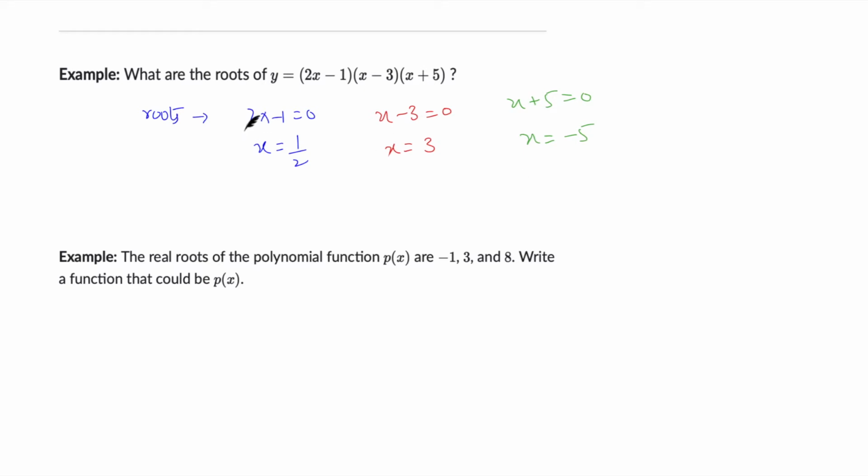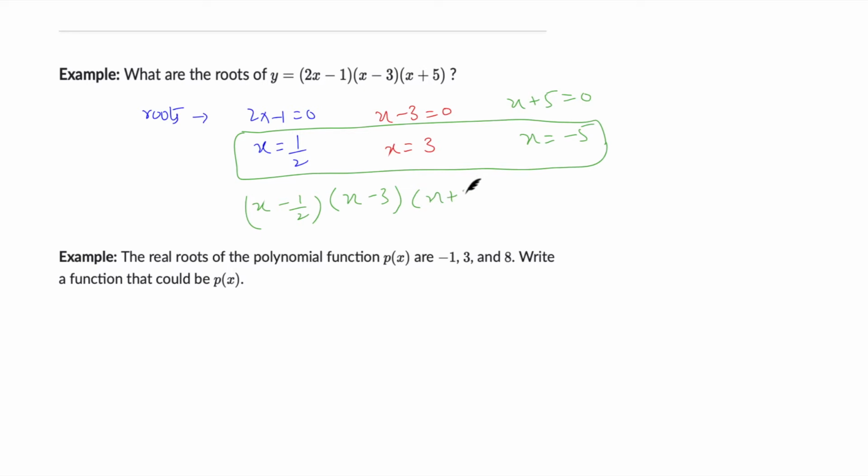Similarly, if we were given these roots and were asked to form the equation, we could have worked backwards. So this will become x minus 1 by 2 into x minus 3 into x plus 5, which is basically the same thing. You take the LCM, you will get 2x minus 1.